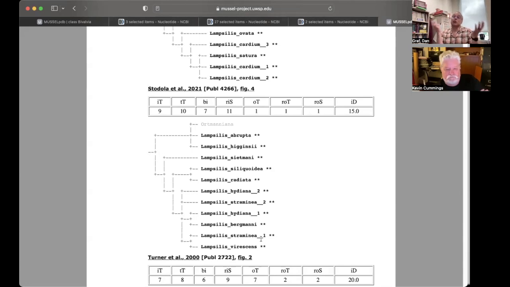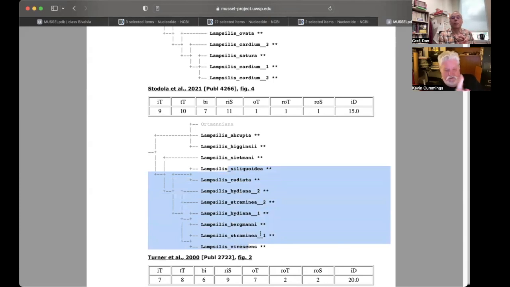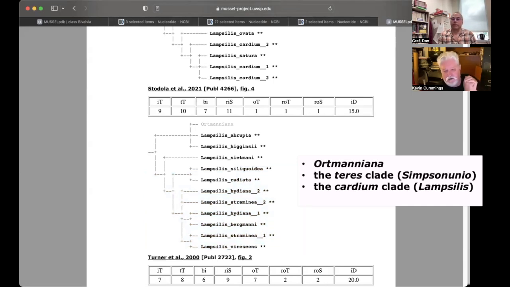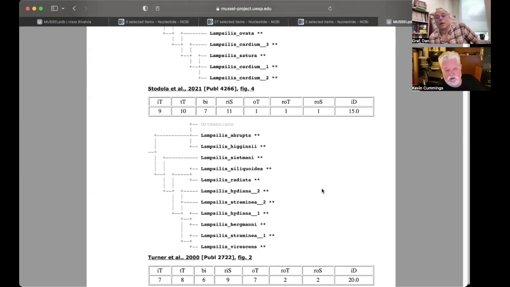But Lampsilis is so easy to recognize, and it has been for so long, that there just aren't a whole bunch of names. So there is a name for Terry's group, Simpsonaias, or Simpsonconcha, I think that's what it's called. But there isn't a name for the Radiata, Straminea, Siliquoidea clade here. So there appears to be four clades within traditional Lampsilis. We have Ortmanniana, Terry's clade, the Cardium clade, and the Siliquoidea clade. All of which have available names except, as you pointed out, Siliquoidea.